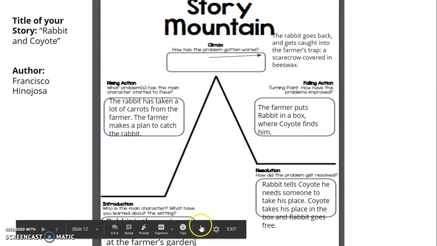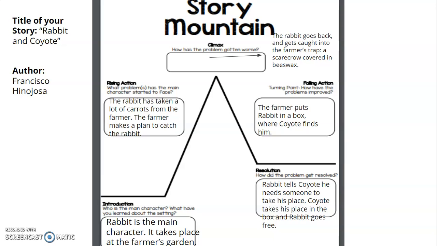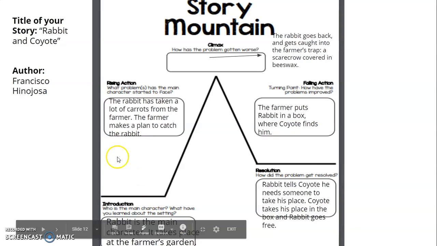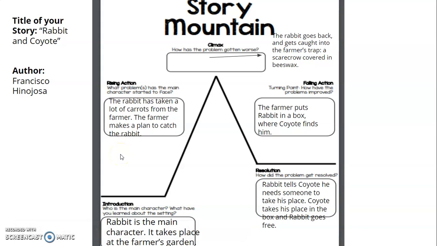So, the introduction. So, we learned in our story that the main character is the rabbit. And so I put there, Rabbit is the main character, and it takes place at the farmer's garden. That's our introduction. We see Rabbit going into the garden. He's looking for those carrots. Okay, so our rising action, the problem that the character had to face was that the rabbit had taken a lot of those carrots from the farmer, and now the farmer makes a plan to catch the rabbit. So we're seeing that that's the problem coming up.